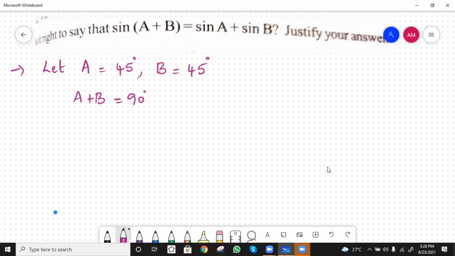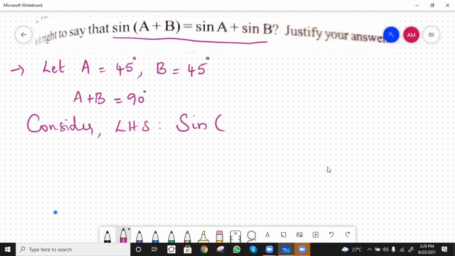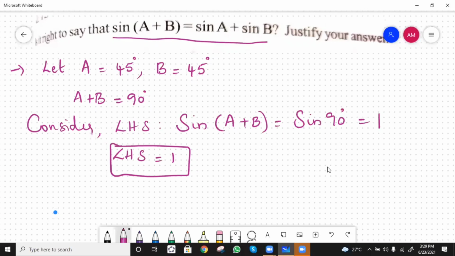From this equation, consider the left hand side. What is that? Sine of A plus B, that is equal to sine of 90 degrees. What is sine 90? It is 1. So we got the left hand side is equal to 1.